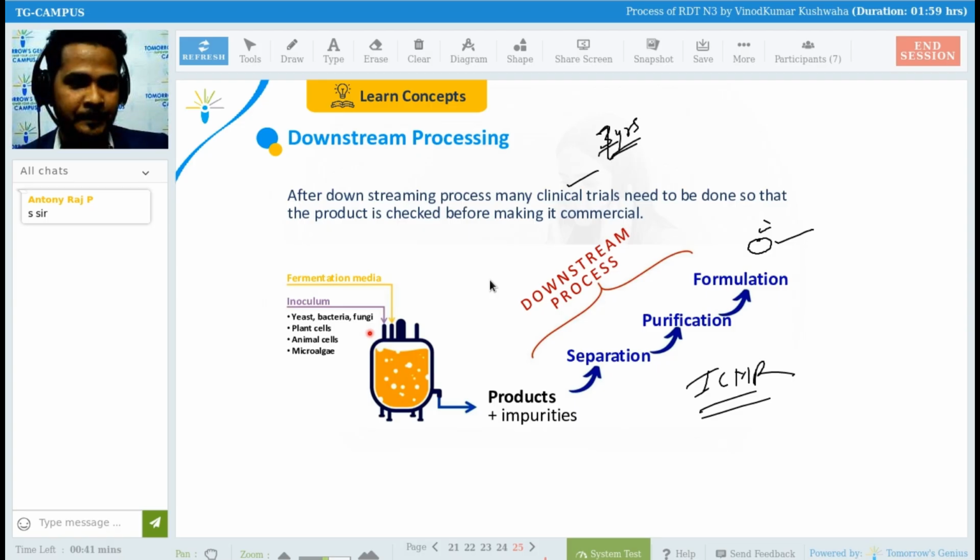Yes or no? Tell me fast. How many of you know about this ICMR? No one? So this ICMR is going to give the final approval of your product, and that product you can sell in the market. Otherwise, you cannot sell it in the market. Yes.